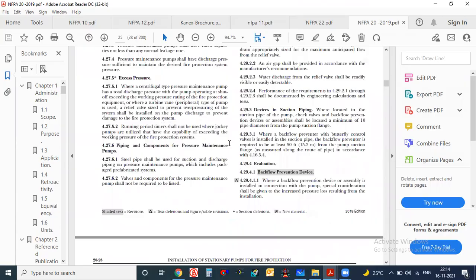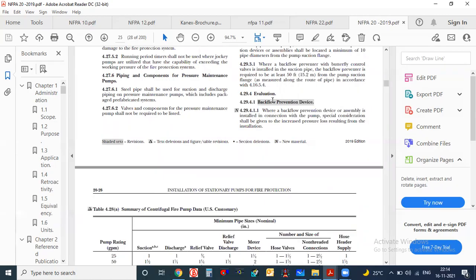We have to actually work in collaboration with electrical people because the cable sizing and the power kilowatt rating, those things, conduits, whether we are using conduits or not, or earthing for pump, these requirements will be given by the electrical people only. And they have given about the backflow prevention device, where a backflow device installed in connection to the pump, special condition shall be given for the increased pressure loss.